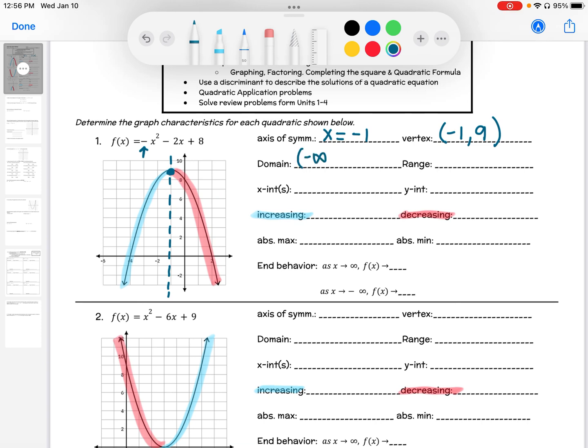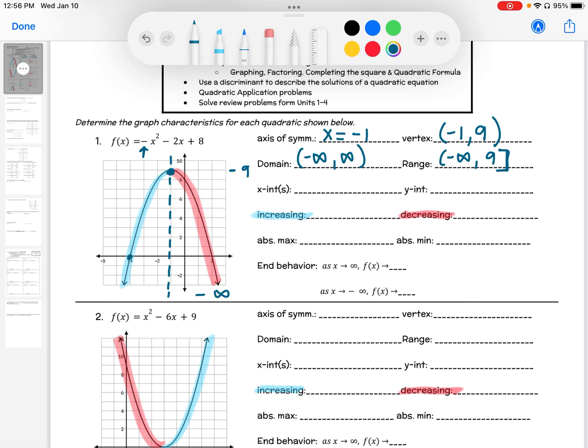Domain is always -infinity to +infinity for a quadratic. And then range, we start all the way at the bottom from -infinity, and it goes up and it stops at 9. So we would go to 9. Make sure to include a square bracket on that because that 9 is included.